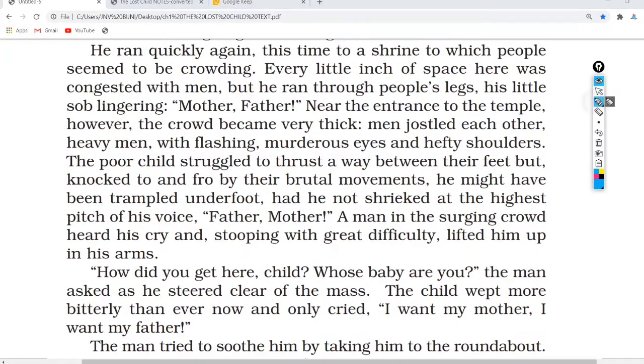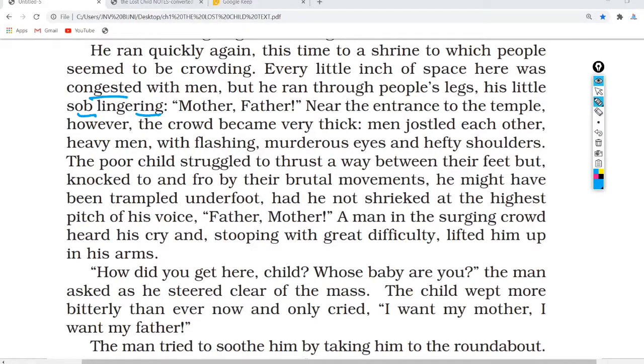Then what does the child do? Let us see. He ran quickly again, this time to a shrine to which people seemed to be crowding. Every little inch of the space here was congested with men, but he ran through people's legs, his little sob lingering. Mother, father, near the entrance to the temple.